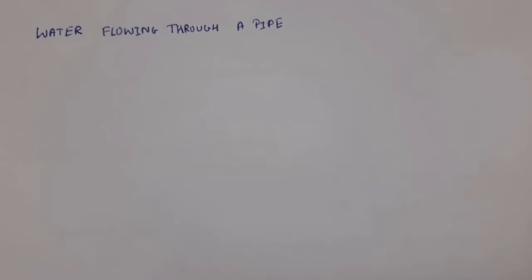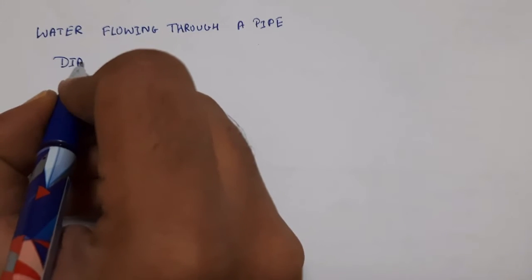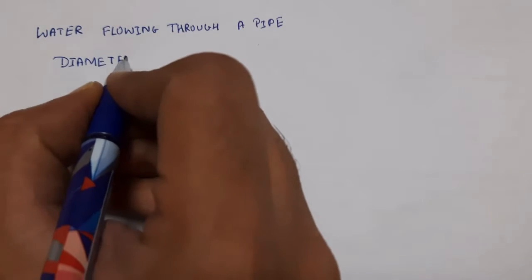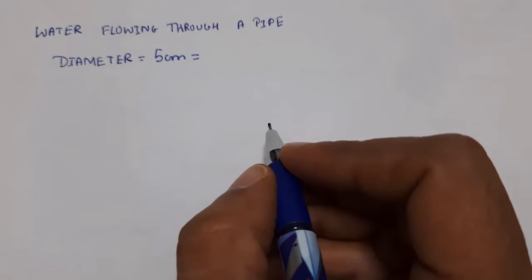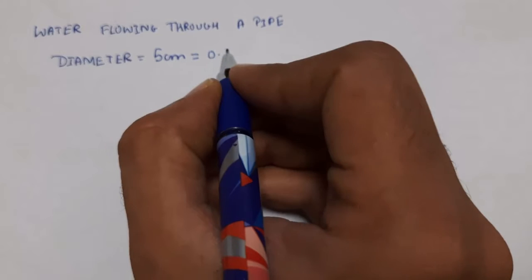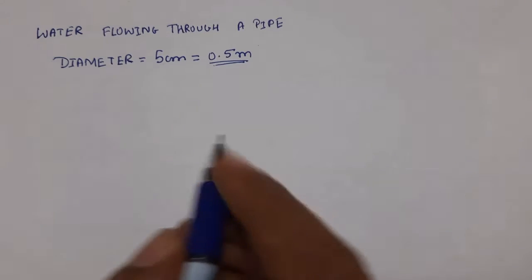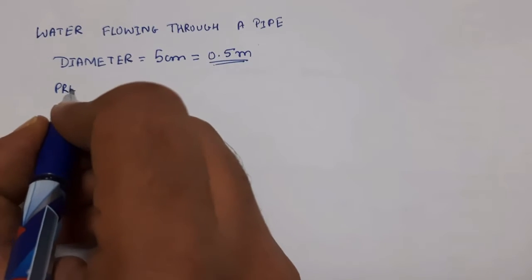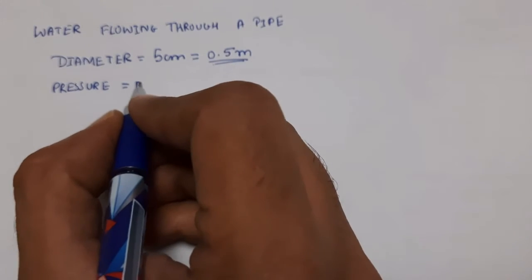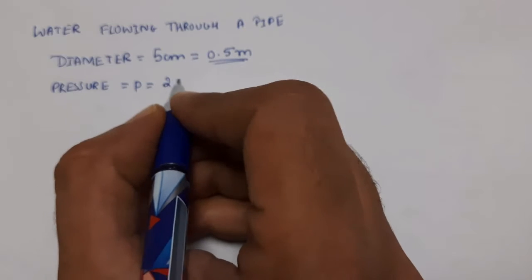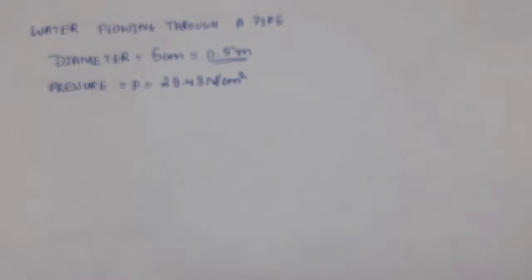Now in this problem, the water is flowing through a pipe of diameter 5 centimeter. When you convert this into meter, it will be nothing but 0.05 meter. Okay, so the water is flowing under a pressure, that is P, is equal to 29.43 Newton per centimeter square.